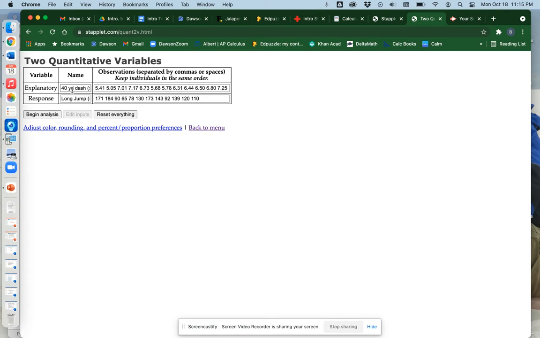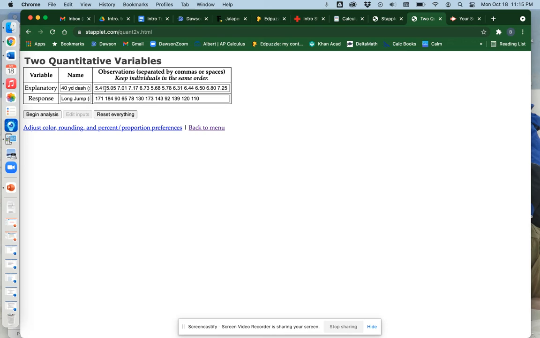So I took an example straight from the book. It's an example that talks about the 40-yard dash time for several students and their long jump distance in inches. So I typed in that information for the name. In this situation, they were saying the 40-yard dash was the explanatory variable. It could probably go either way, but most likely people think about your speed first, and if you are faster, would that mean that you jump farther? So that's, I think, the correlation they're probably trying to look for.